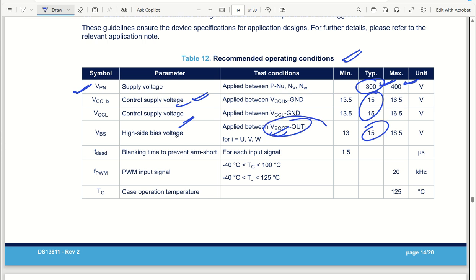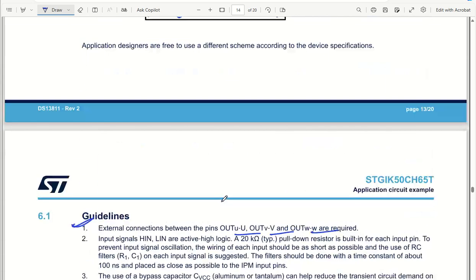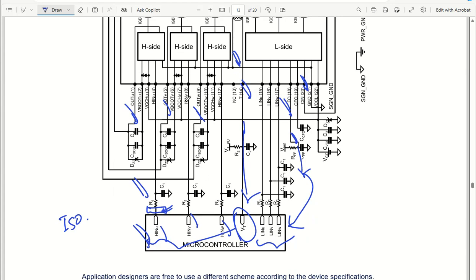We will talk about blanking time to prevent arm short. This is also called dead time, and minimum it should be 1.5 microsecond. And we have the frequency of the PWM input signal, which applies to all three high side and low side supplies. Just now I told it to you, let me show it to you quickly. We have HIN V, HIN W and HIN U, so high side U, V and W. Coming back, the same way, low side U, V, W. Those are all signals coming from the microcontroller PWMs.